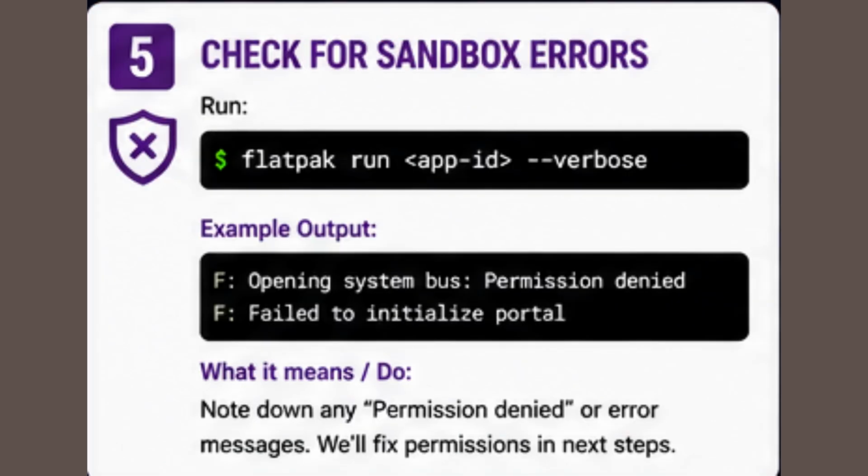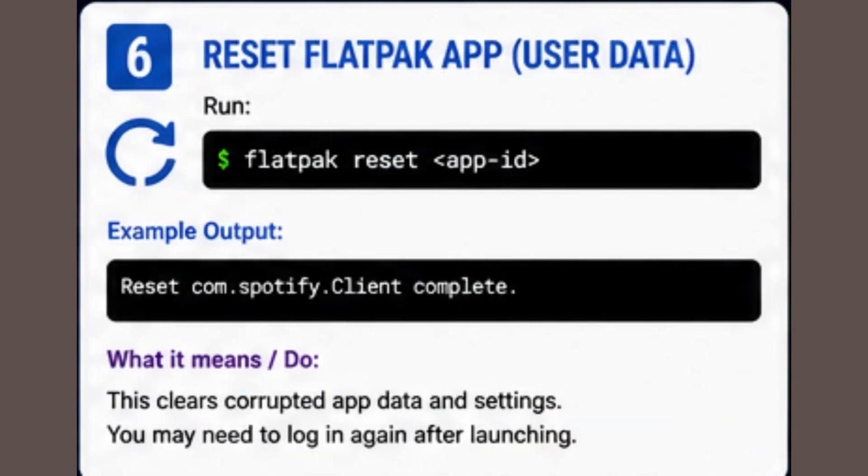After, we have to check for sandbox errors. Simply type this command and then see the output. After, you have to reset the Flatpak app. Simply type this command. Here you have to type the app ID or the app name, and then you can see the example output over here.